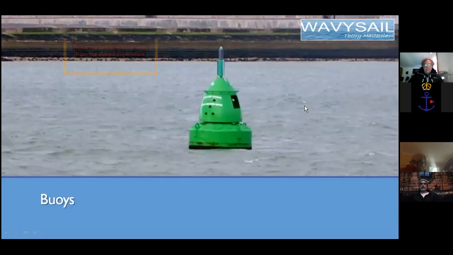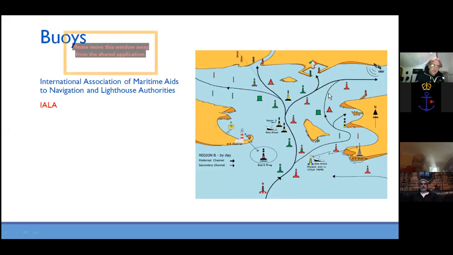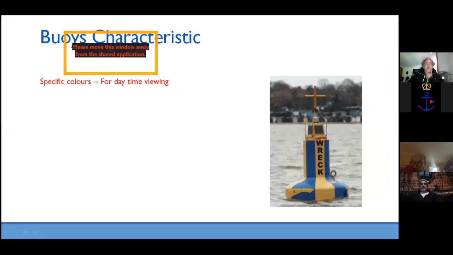Okay, next little topic, buoys. First thing I'll say about buoys is the whole system is controlled by what they call the International Association of Maritime Aids to Navigation and Lighthouse Authorities. Okay, abbreviated, they call it IALA. Okay, they have specific colors specifically for daytime viewing. You might not be able to see the cross at the top of this wreck, but you will clearly see the blue and yellow. That's daytime viewing.